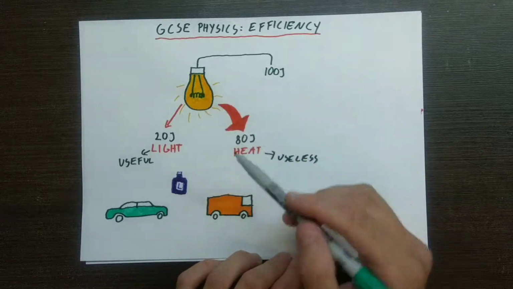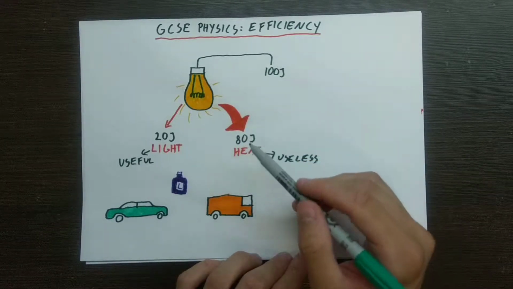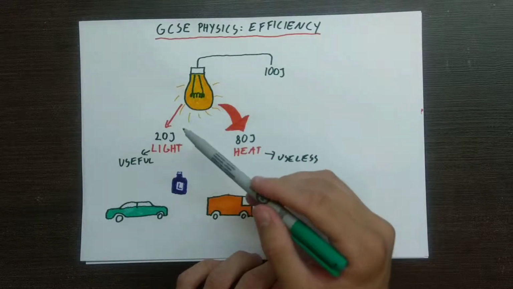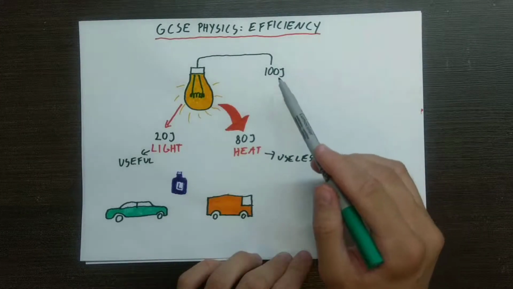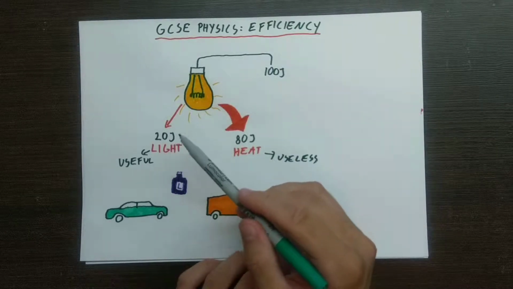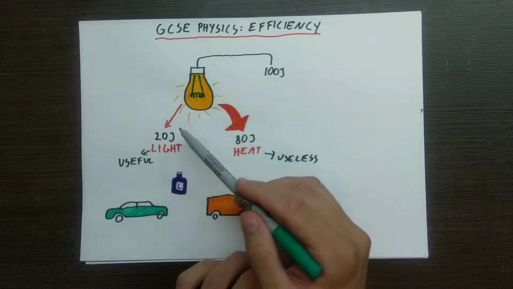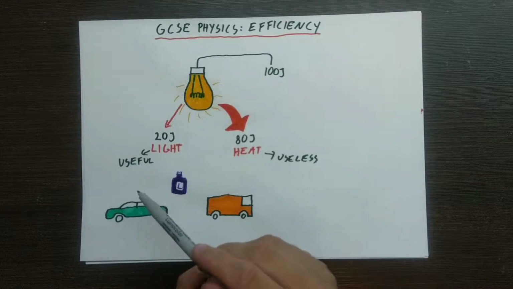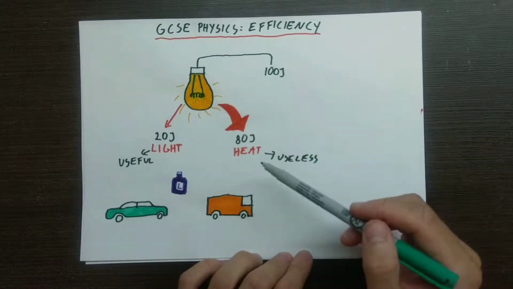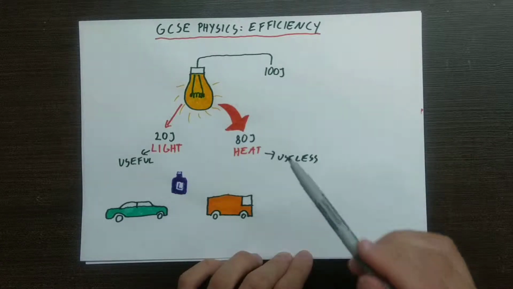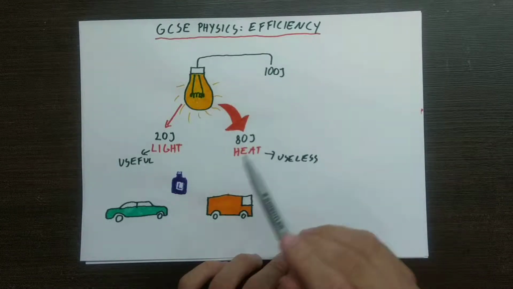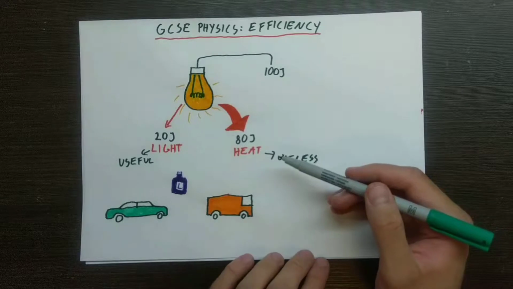By design, it releases a lot of heat, which is why we would say that this light bulb is not very efficient, because out of that 100 joules, only 20 joules of energy came out that was useful. That's what we intended. Whereas 80 joules of that 100 joules was useless. It came out as heat, completely useless in this case.